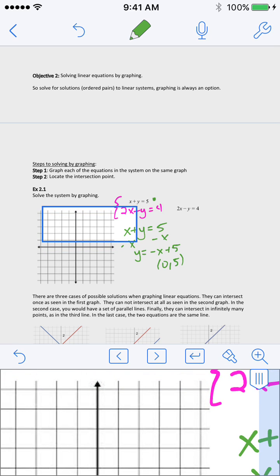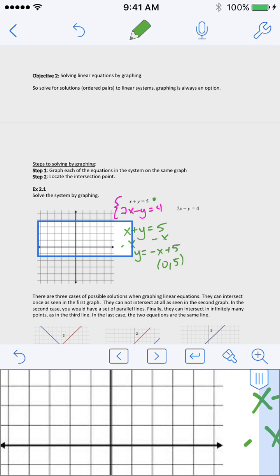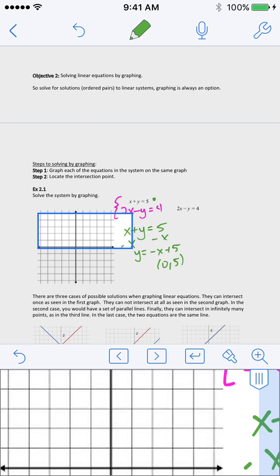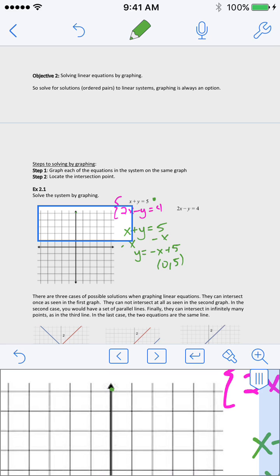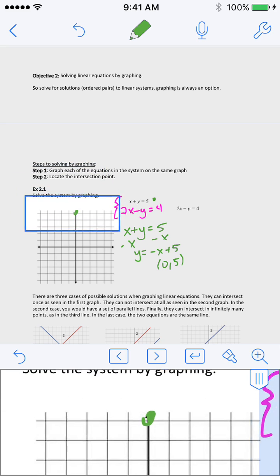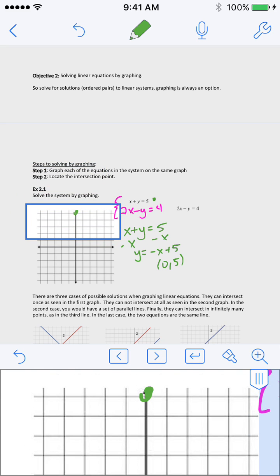So I'll go up to 5 on the y-axis: 1, 2, 3, 4, 5 is right there up at the top. Let me make my box bigger, maybe? Nope. All right, 1, 2, 3, 4, 5. That'll be my starting point.